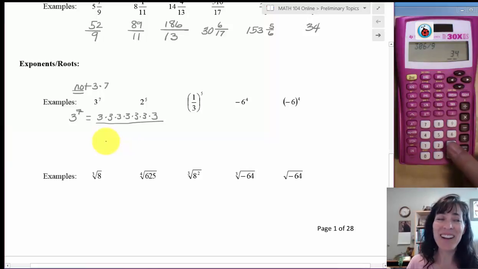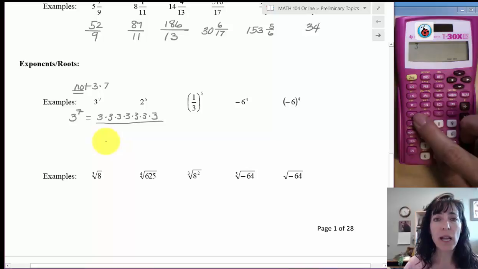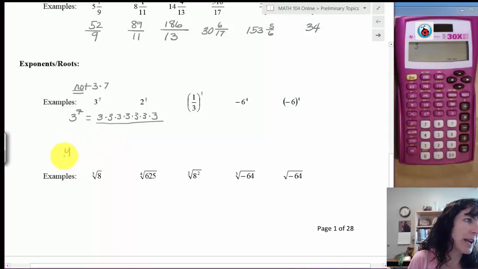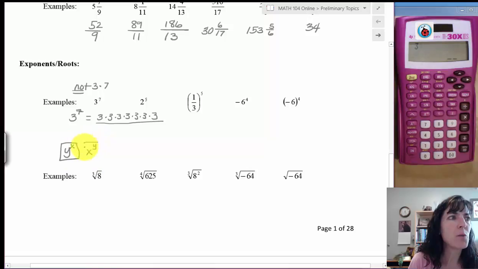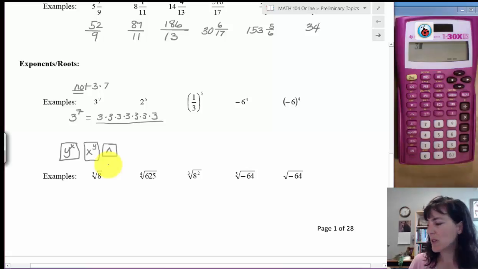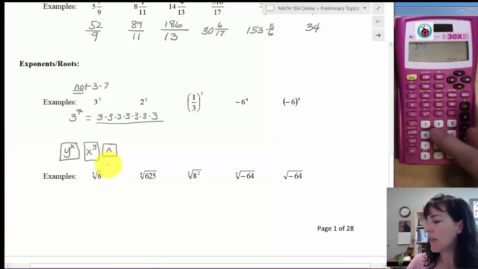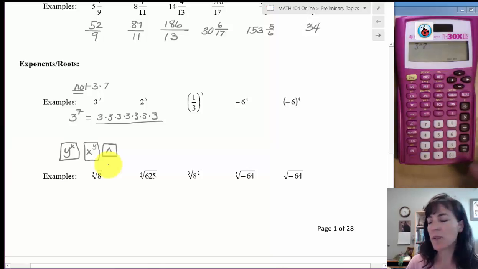So I typed in 3, and now I need my to the button. And it's this little caret on my calculator. Some calculators are going to have a y to the x button, and I've even seen one with an x to the y button. And some will have the to the button. So one of those buttons, 3 to the, and it just shows it as a caret. And then 7. So 3 to the 7th.